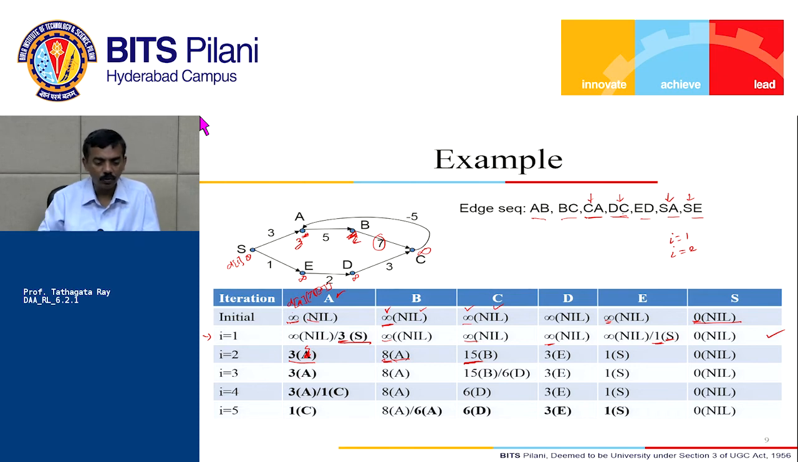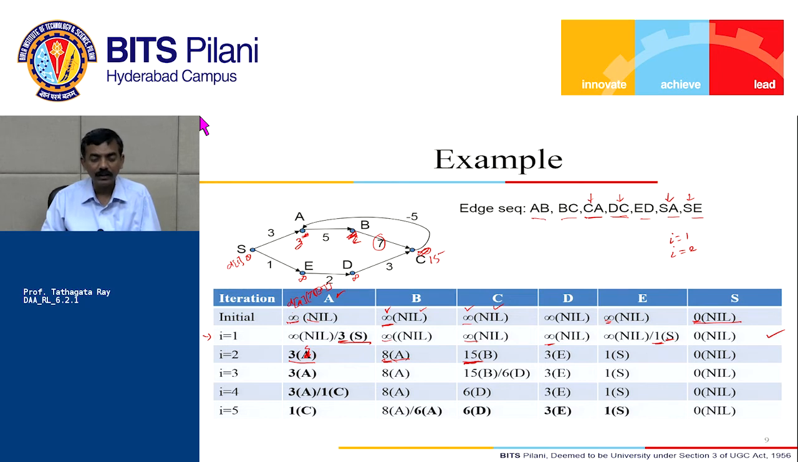Then after CA we go to DC. Now again, weight of D at this point is infinity. Infinity plus 3 is not going to be better than C. C got the new value, which is 15. So D is infinity, infinity plus 3 is not going to be less than 15. So C remains at 15.